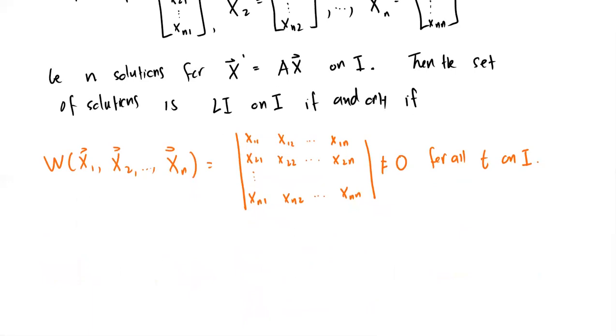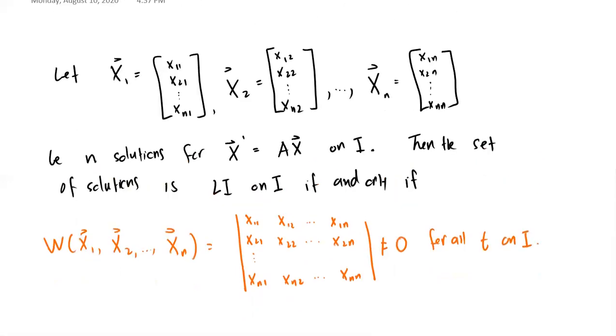Now, the Wronskian here is defined a little bit differently. Basically, each column is just the vector x, so you don't have to compute any derivatives or anything like that. x1 is column 1, x2 is column 2, xn is column n. So again, the vectors are the columns of your matrix.